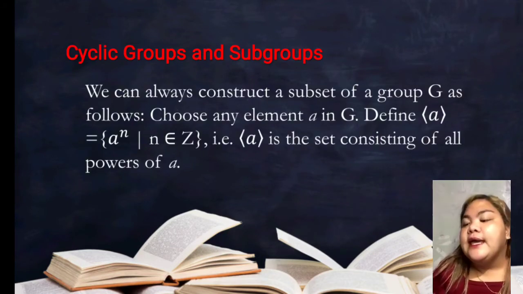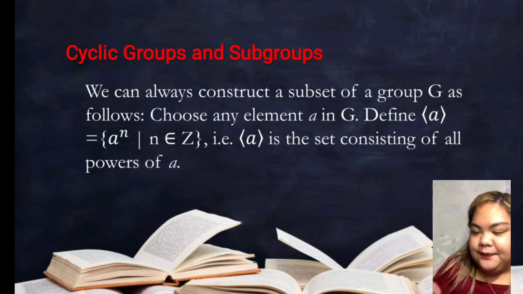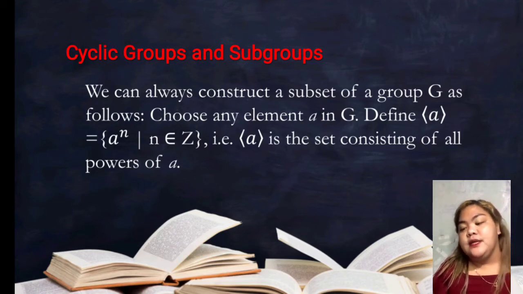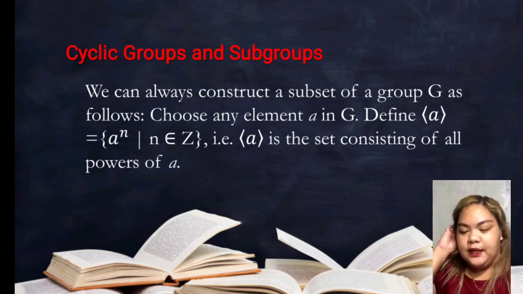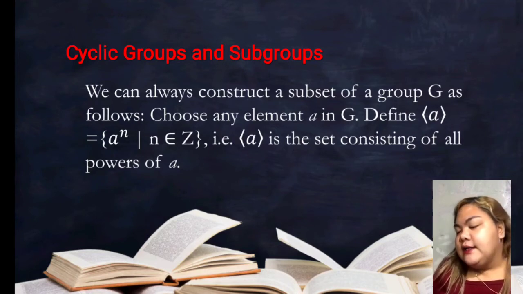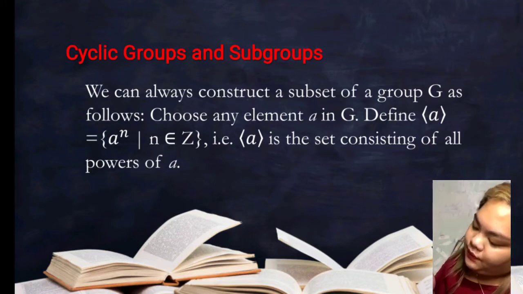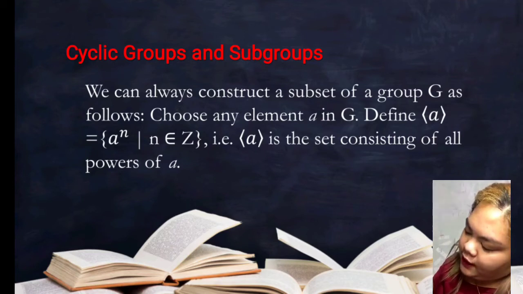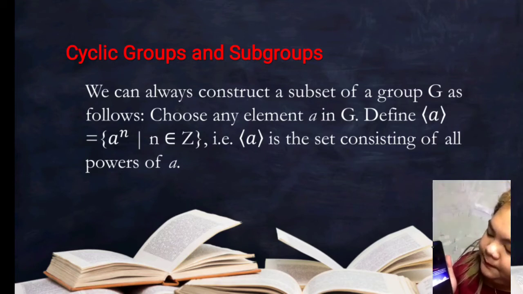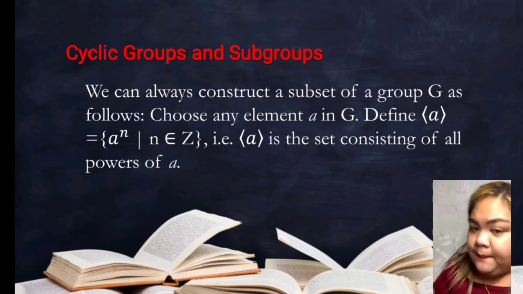Last one, fifth slide: cyclic groups and subgroups. We can always construct a subset of a group G as follows. Choose any element a in G. Define the set consisting of all powers of a.